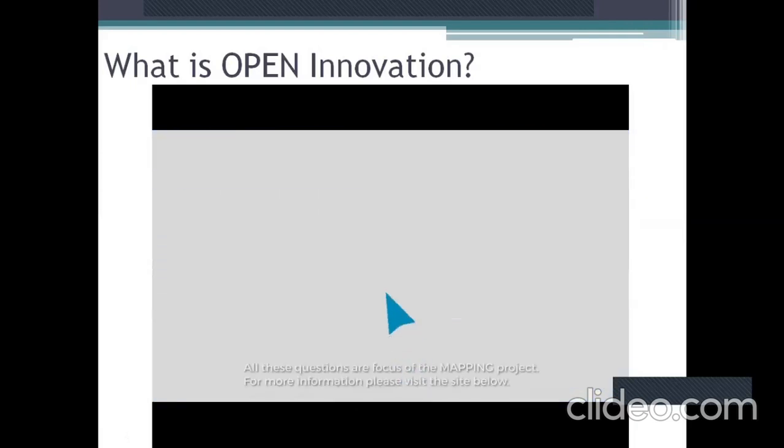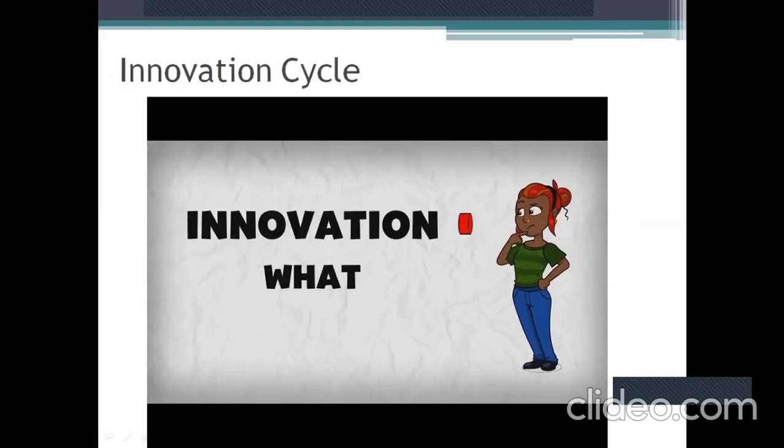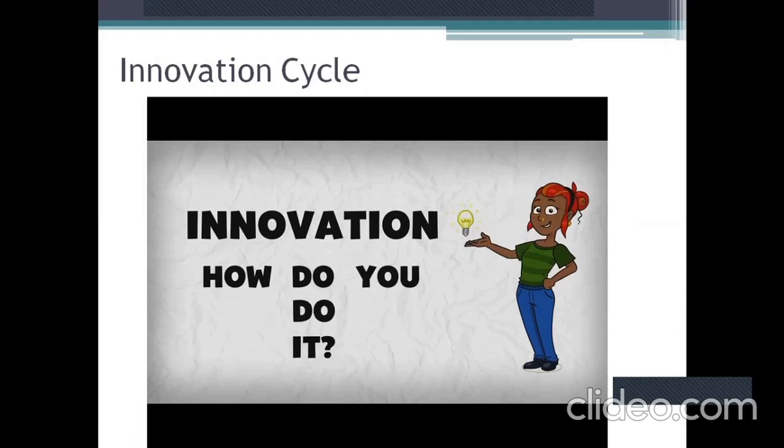All these questions are focused. And the second one is what is the cycle of innovation? Innovation. What is it? How do you do it?